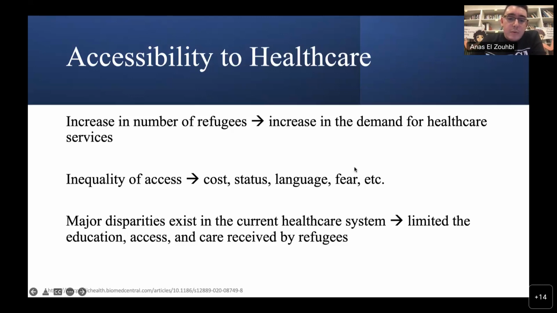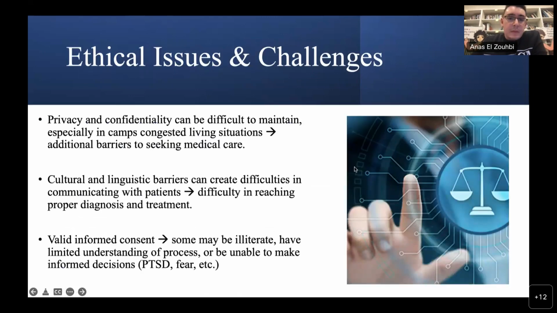And so many studies have already shown that there are major disparities that exist within the current healthcare system. And this has left refugees with limited education as to the rights that they have, limited access to healthcare, and as well limited care with regards to healthcare. So, some of the ethical concerns that arise.